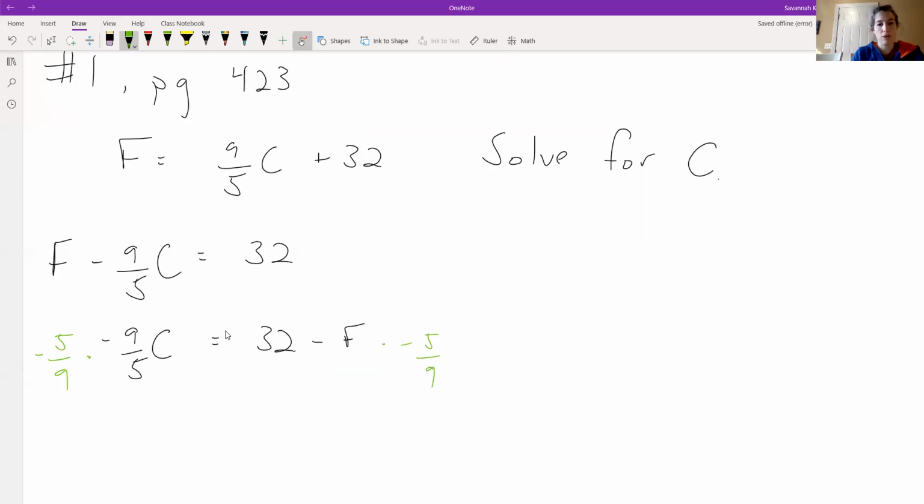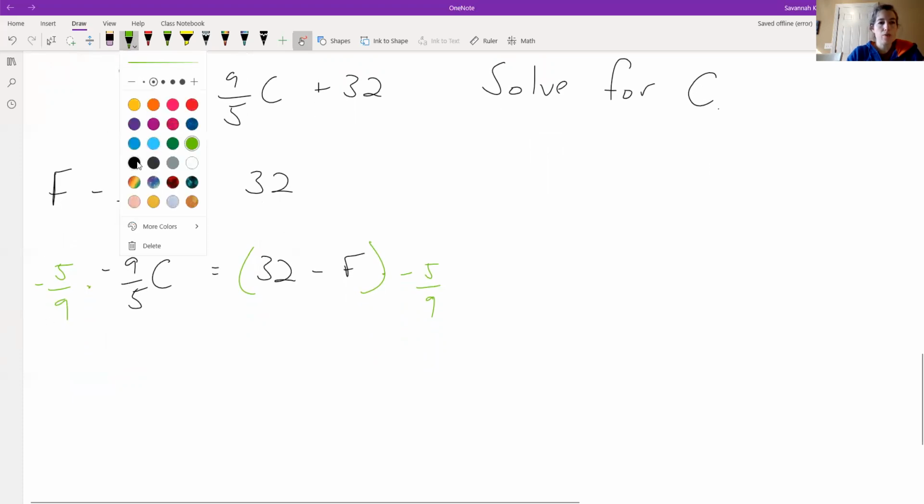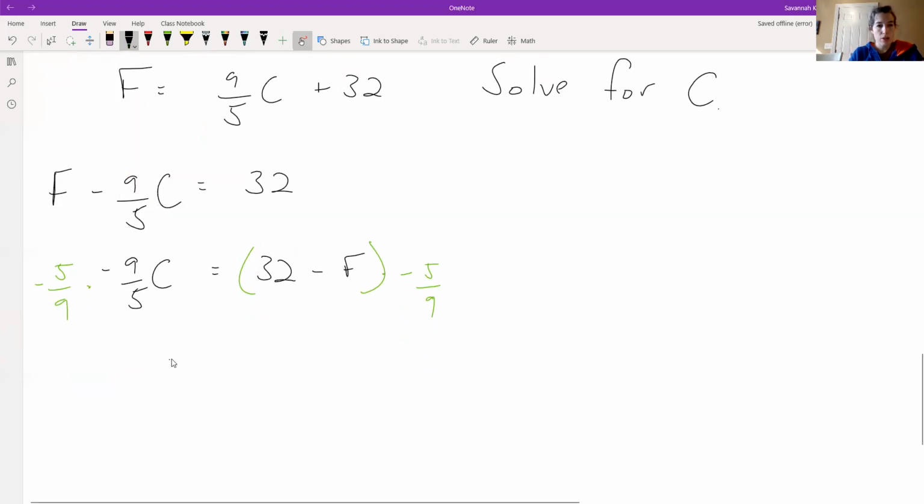And gotta be careful here. That's negative 5/9 times the entire little subtraction problem, 32 minus F. So another situation where I have to remember to introduce the parentheses myself. The problem won't do it for me. Okay, so having two reciprocals multiplying each other will cancel them out and very nicely reveal our C as the only thing on the left side.